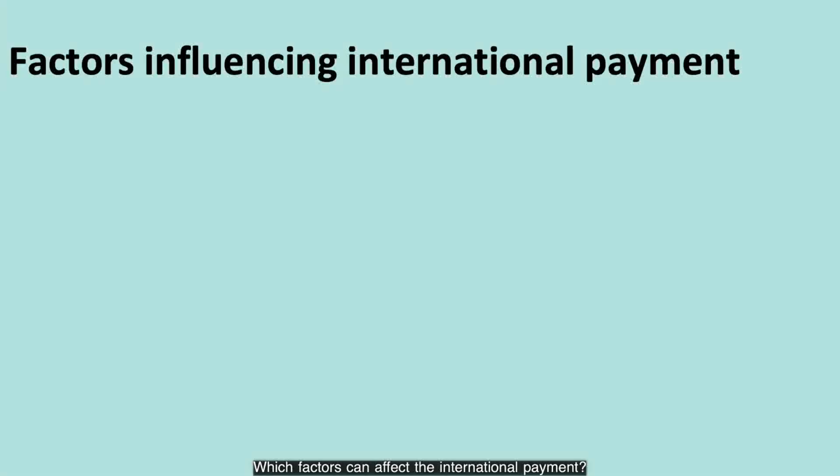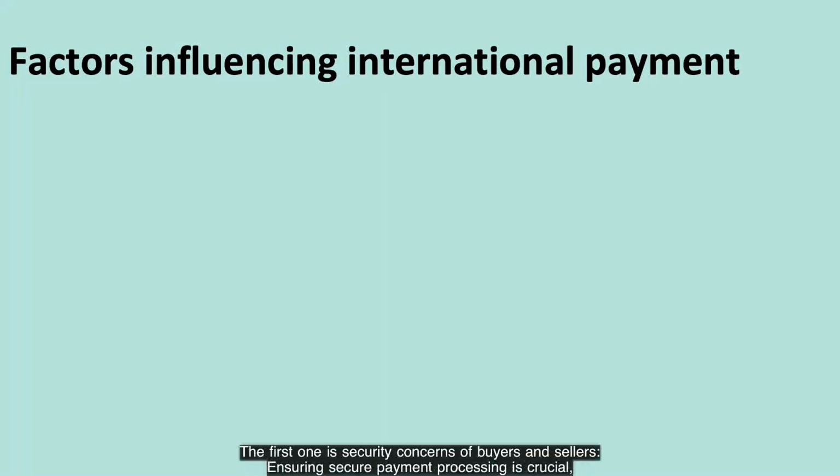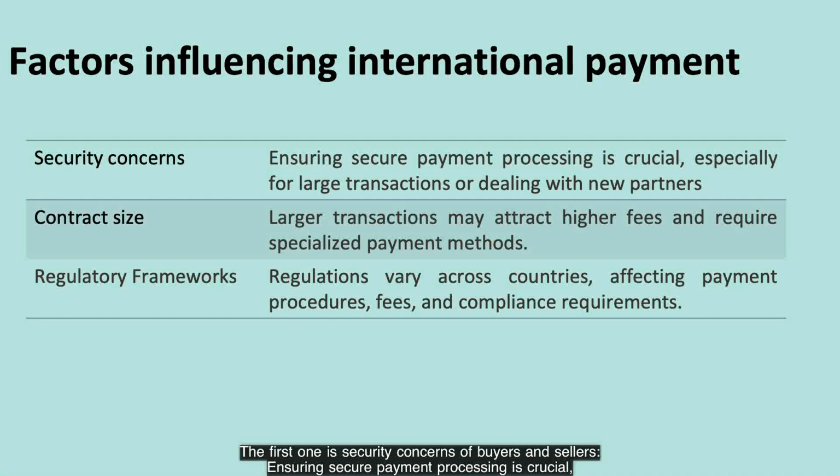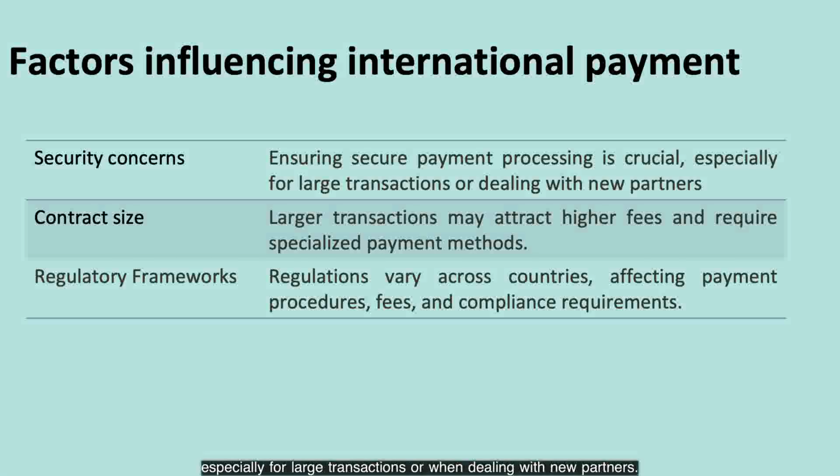Which factors can affect international payment? The first one is security concerns of buyers and sellers. Ensuring secure payment processing is crucial, especially for large transactions or when dealing with new partners. This involves implementing robust verification and encryption measures. The second one is the contract size of the international sales contract. Larger transactions may attract higher fees and require specialized payment methods. The size of the contract can influence the choice of payment method and associated costs.